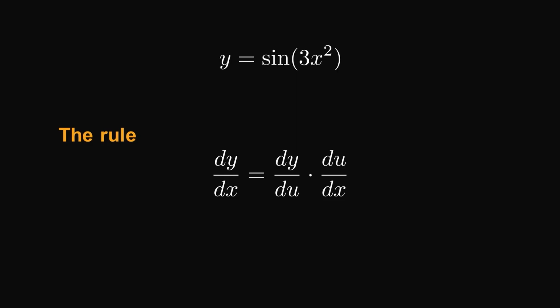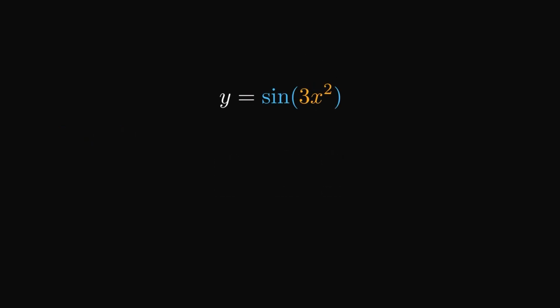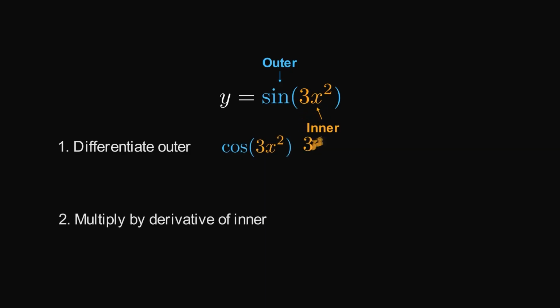dy by dx is equal to dy by du times du by dx. So you differentiate the outer, leaving the inner alone. Then you multiply by the derivative of the inner, and that's it. For y is equal to sine 3x squared, our outer function here is sine, okay? So therefore its derivative is cosine 3x squared. However, the inner is 3x squared, so that derivative is 6x.